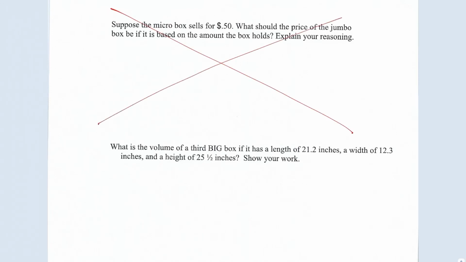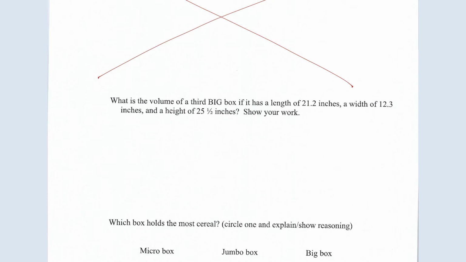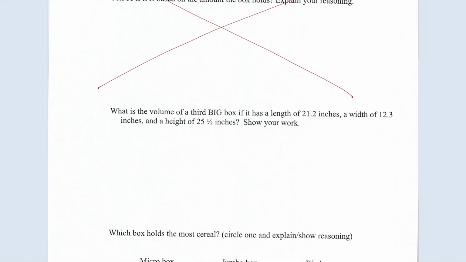On this page, we're not going to do this question, okay, because we didn't talk about it, and I don't want you guys to freak out. This isn't going to be on your test, okay? All right, what is the volume of a third big box if it has a length of 21 2/10 inches, a width of 12 3/10 inches, and a height of 25.5 inches? Show your work. So no change here. All it is, they're giving us some words instead of a picture here.